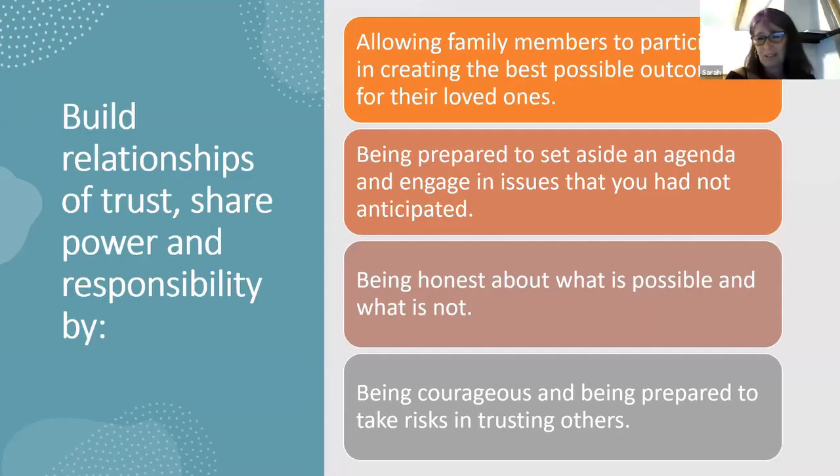So we're going to build relationships of trust. We're going to share power and we're going to share responsibility. And we're going to do that by allowing family members to really participate in creating the best possible outcomes for their carees or their loved ones. We're going to be prepared to set aside agendas and engage in issues that we hadn't anticipated. You know, there's always going to be something that flies past that you weren't expecting.